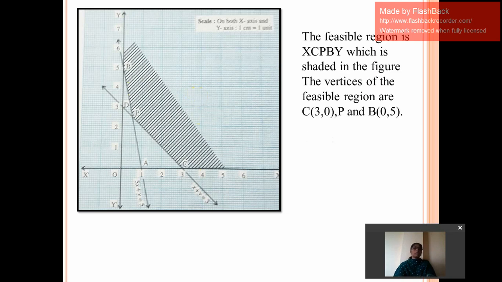The vertices of the feasible region are C 3, 0, P and B 0, 5. To find the coordinates of P, P is the point of intersection of the lines x plus y is equal to 3 and 5x plus y is equal to 5. Solving these two equations.